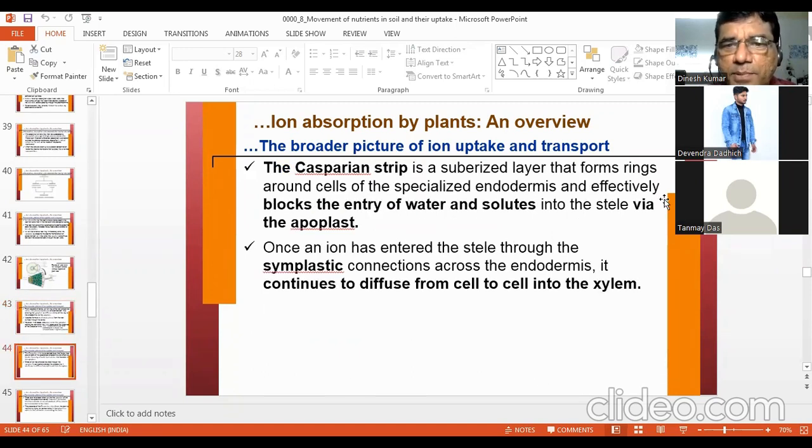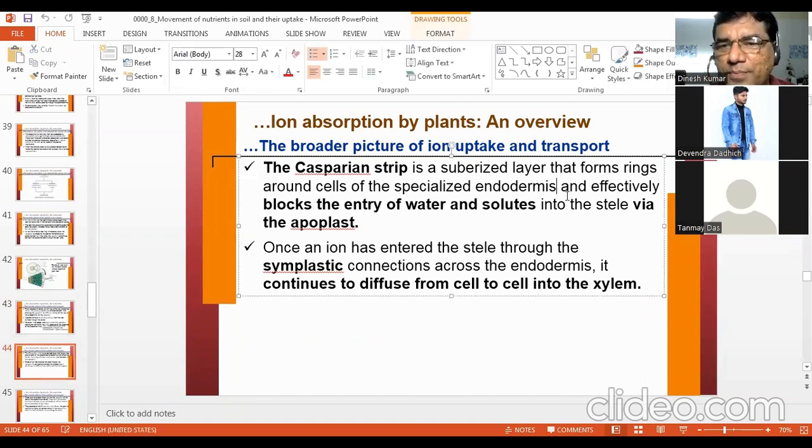The Casparian strip is suberized. Suberized means it gets somewhat thick. It is a suberized layer that forms rings or bands around the cells of the specialized endodermis. So you can see this point here, and it effectively blocks the entry of water and solutes, which may be ions or molecules, into the stele via the apoplast.